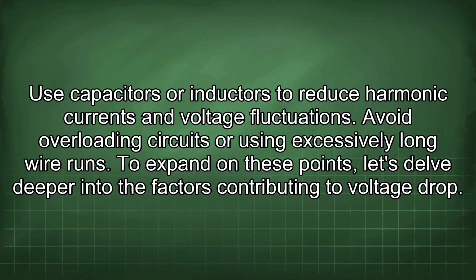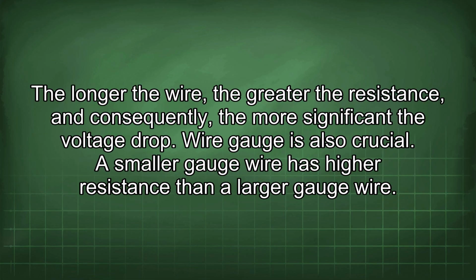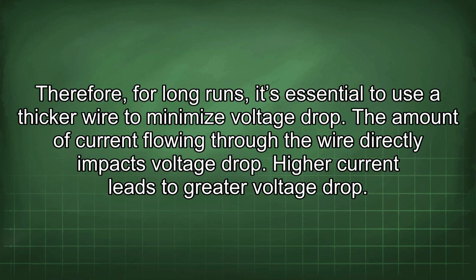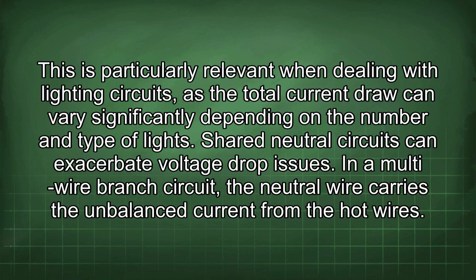To expand on these points, let's delve deeper into the factors contributing to voltage drop. The longer the wire, the greater the resistance, and consequently, the more significant the voltage drop. Wire gauge is also crucial. A smaller gauge wire has higher resistance than a larger gauge wire. Therefore, for long runs, it's essential to use a thicker wire to minimize voltage drop. The amount of current flowing through the wire directly impacts voltage drop. Higher current leads to greater voltage drop. This is particularly relevant when dealing with lighting circuits, as the total current draw can vary significantly depending on the number and type of lights.